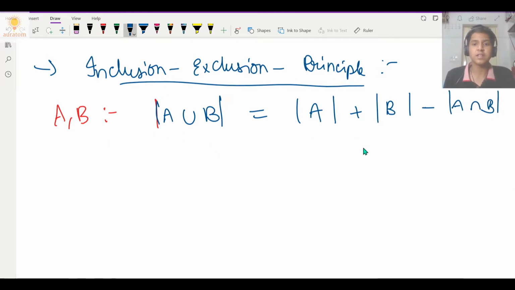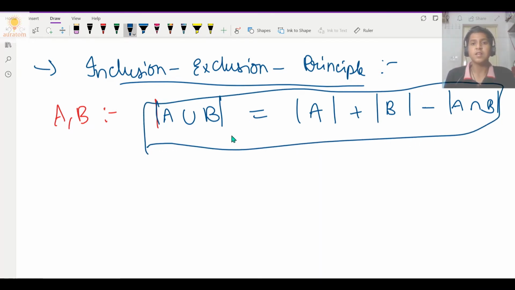So this is inclusion exclusion principle in mathematical terms. Now let me explain it in normal words. All it states is that the cardinality of the set is just the number of elements in the set, right? So the number of elements in A union B will be equal to the number of elements in A plus the number of elements in B minus the number of elements in A intersection B. So this is the inclusion exclusion principle. We can understand this much more intuitively in terms of Venn diagrams. Okay, so let me explain it in Venn diagrams.